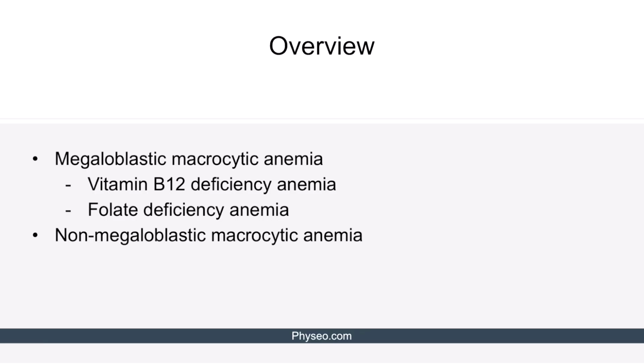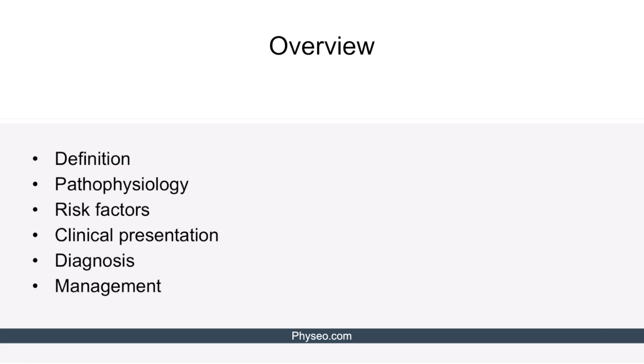Let's get started. In this lecture, we're going to cover megaloblastic macrocytic anemia by discussing vitamin B12 deficiency anemia and folate deficiency anemia. Then we'll move on to non-megaloblastic macrocytic anemia. All right, let's get started. For each of the disorders, we'll cover the definition, pathophysiology, risk factors, clinical presentation, diagnosis, and management. Let's begin with vitamin B12 deficiency.